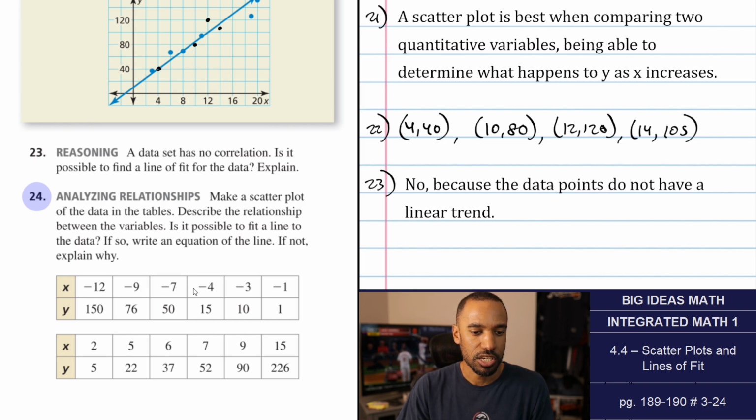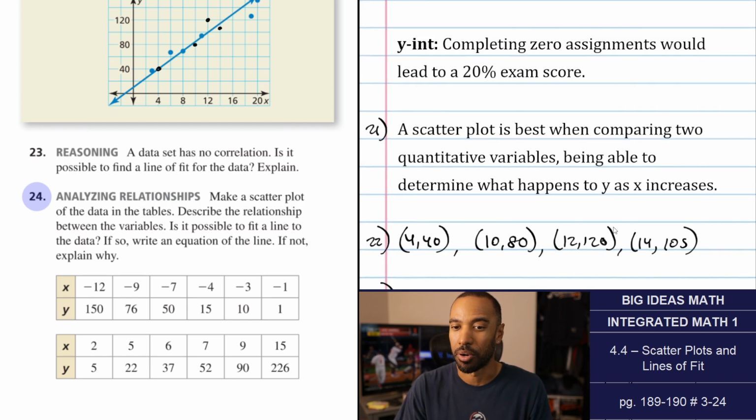It looks like as x increases, remember this is an increase, we're going from negative toward positive. Okay, it's like that. Y is decreasing. So I'm seeing a negative trend so far. X continues to increase here, right? This is really treated as one table. And Y is now increasing. So if these are made as one data set, I'm going to say there's going to be no trend.